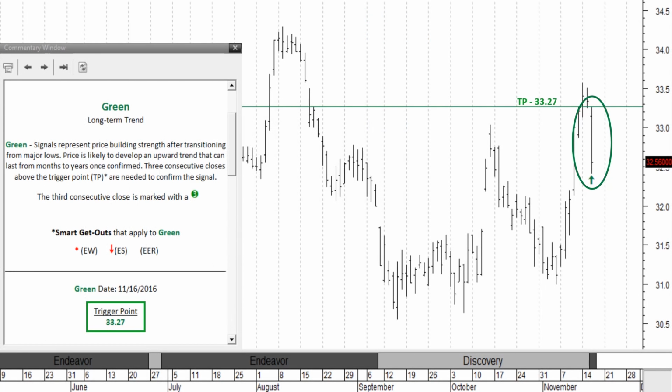You'll notice that our commentary is simple and easy to read. We're given the exact definition of green and the guidelines required to confirm the signal. Green requires 3 consecutive closes above the trigger point to be confirmed. This is automatically shown by a green 3 appearing on the chart above the trigger point. The trigger point in this example is 33.27, which is shown by the green line in the chart.